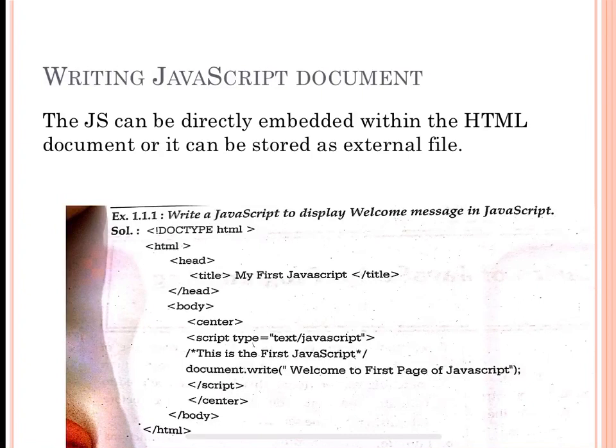So now in this slide we'll study how to write exactly a JavaScript document. A JavaScript document can be written within the HTML document or it can be stored as an external file. In our case, we'll embed the JavaScript code within the HTML document only, and we'll save the JavaScript document same as an HTML document with .html extension. We are going to write the JavaScript code inside a Notepad or WordPad, that is the text editor, and the output we are going to open in the browser.